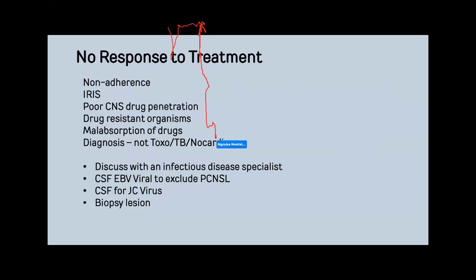And then if patients are not responding to treatment, you must consider non-adherence, IRIS, poor CNS drug penetration, drug-resistant organism, malabsorption of drugs, and then consider that the diagnosis is not toxoplasmosis, TB, or nocardia. At this point, you should discuss with an infectious disease specialist. Do CSF for Epstein-Barr virus, and then also test the CSF for JC virus. You should, with consultation with the neurosurgeons, biopsy the lesion as well.